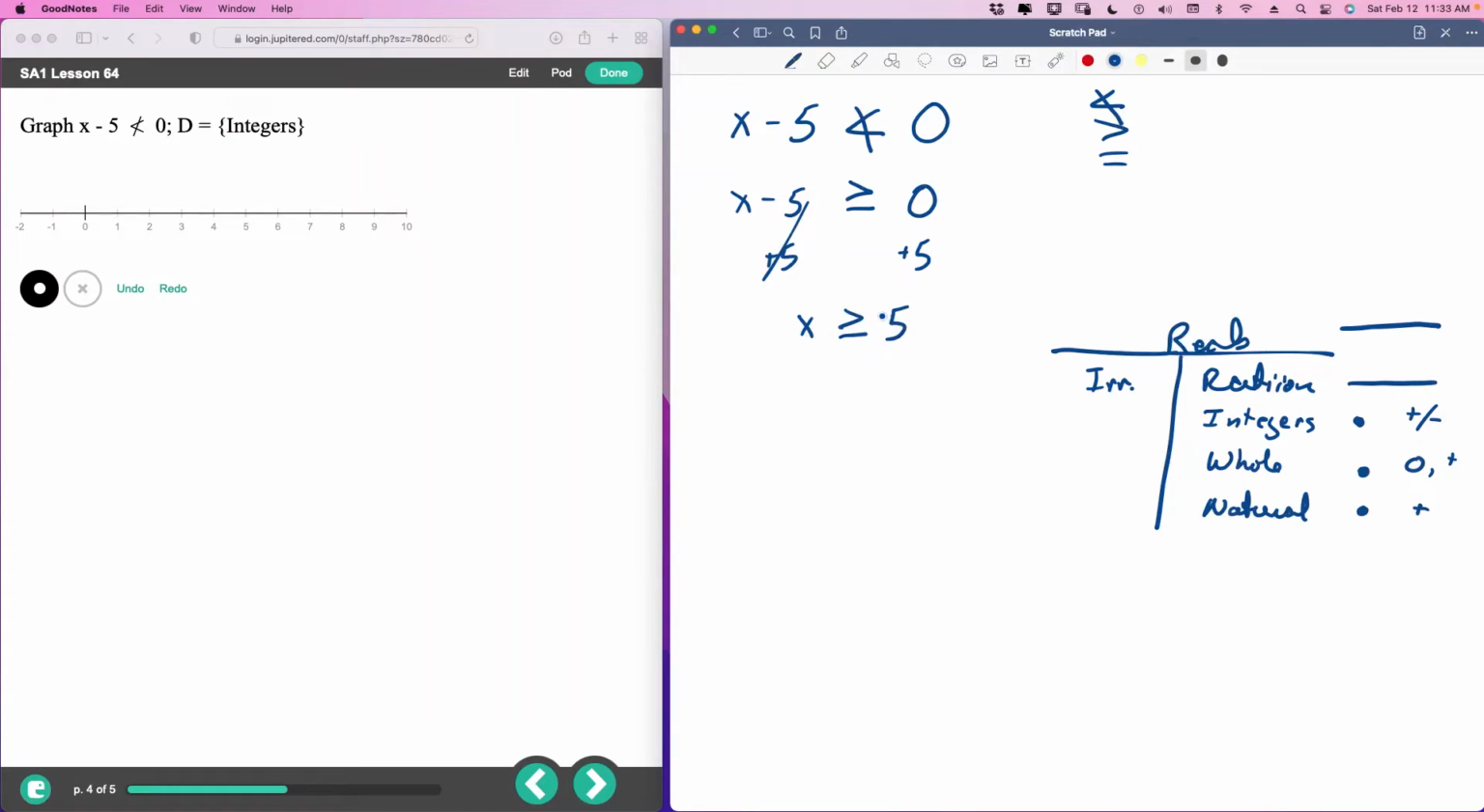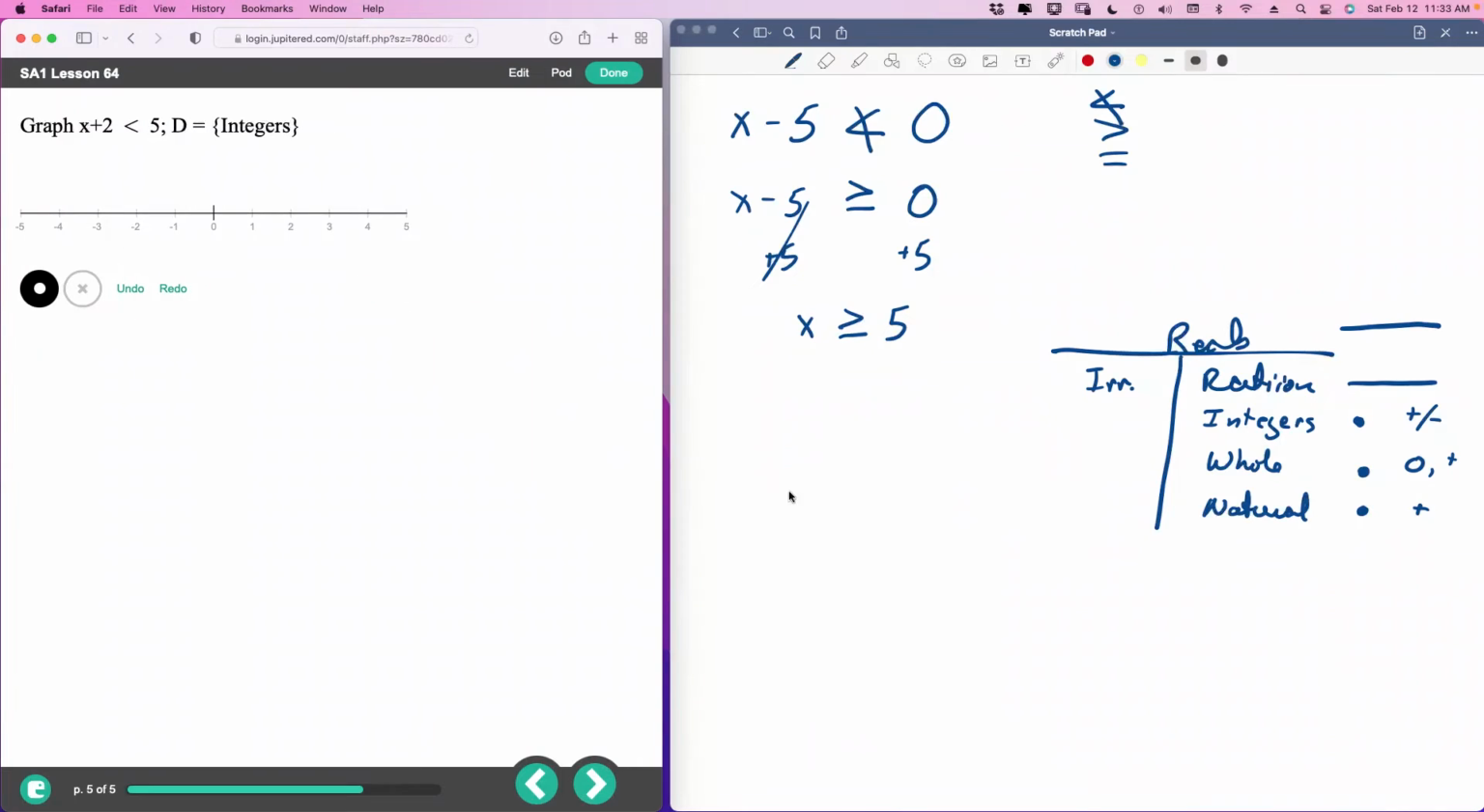Now we know what to graph. We know the area of the graph we're looking at. Now we need to know what to graph. Well, this says integers, so that just means dots on the positive and the negative. So x is greater than or equal to 5. That means we can start on the 5 because it's equal to 5, but it's also greater than 5, just the integers. And that's how we would graph that one.